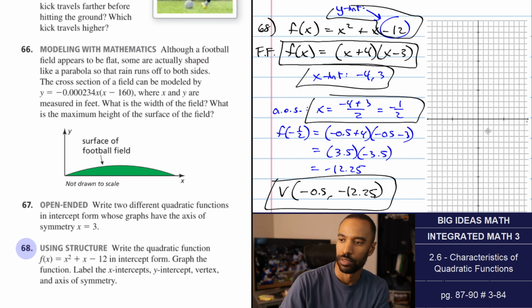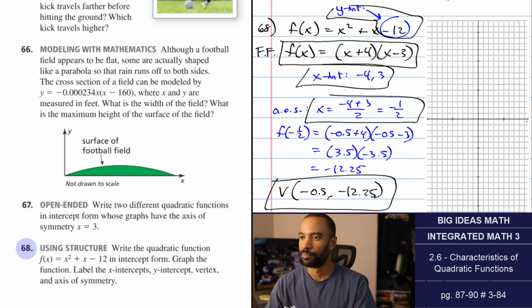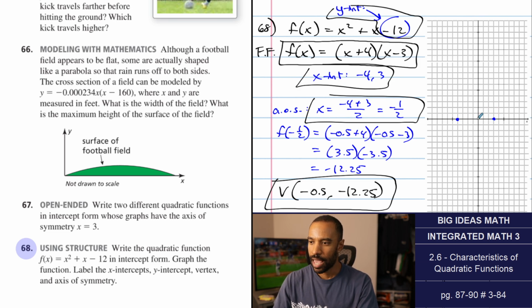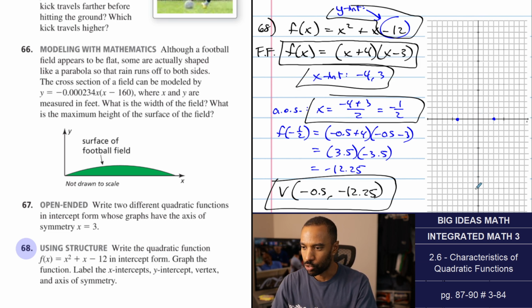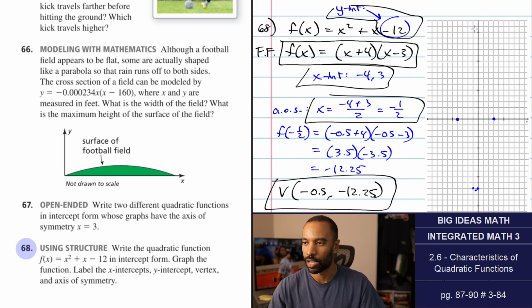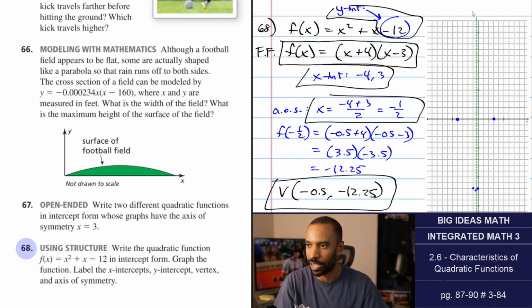Okay, so we're at negative 4, 3, negative 0.5, negative 12.25. Oh, 12.25, that's a quarter from there. Stretch factor is 1. Oh, y-intercept of negative 12 right there. That's the reflective points over there. We can tell because this axis of symmetry is right there, close enough to it.